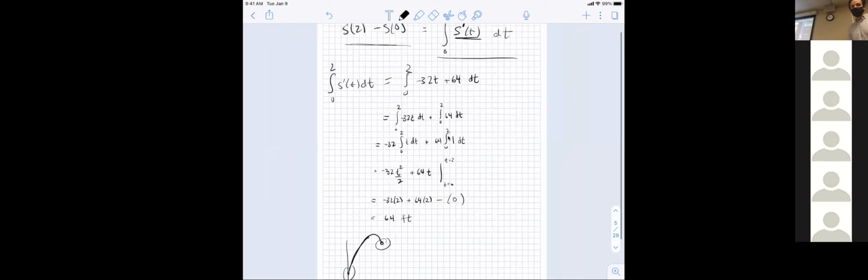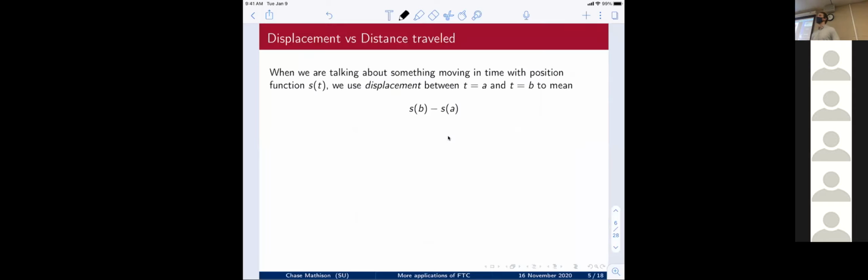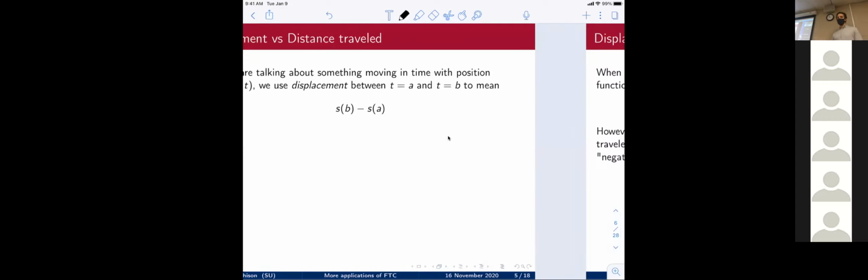Okay, so you want to be careful that that's the difference between what's called displacement and total distance traveled. Okay, so with displacement between t equals a and t equals b, you're just looking at s of b minus s of a. If s is your position function, your displacement between two times is just your position at the end time minus the position at the beginning time.